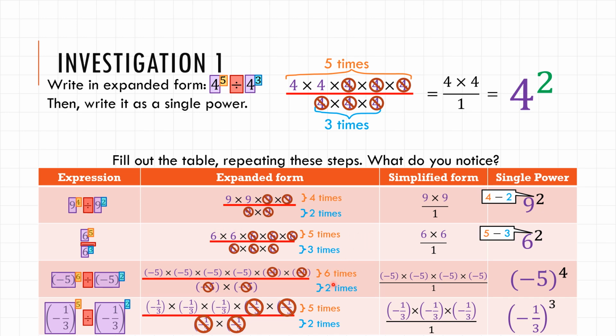Over here, how did we end up with 4? We can see that same pattern, right? We started with 6, we canceled out 2 from the bottom, and that left us with 4. And finally, when we started with 5 and removed 2, that left us with just 3 of this number being multiplied by itself.